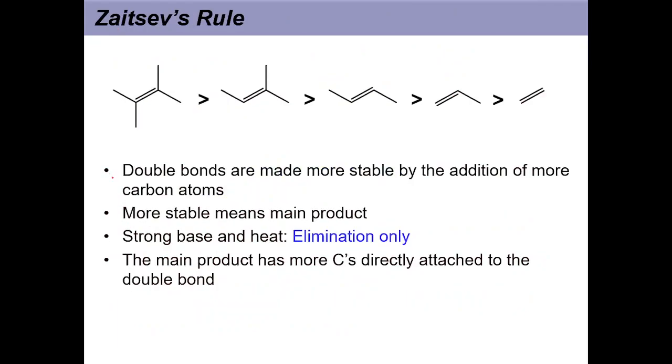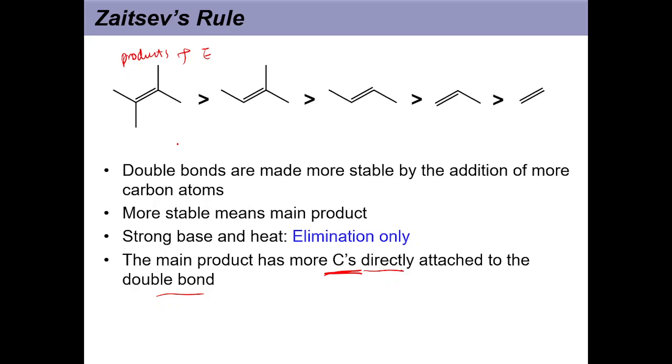Now we can learn a basic rule, which is called Zaitsev's rule. Zaitsev's rule says basically something we've learned before. The double bond, which is going to be the product of the elimination, with more alkyl substituents, or in other words, with more carbons directly attached to the double bond, will give more stability, or higher stability, of the compound. In other words, we prefer to form a double bond with more substituents.